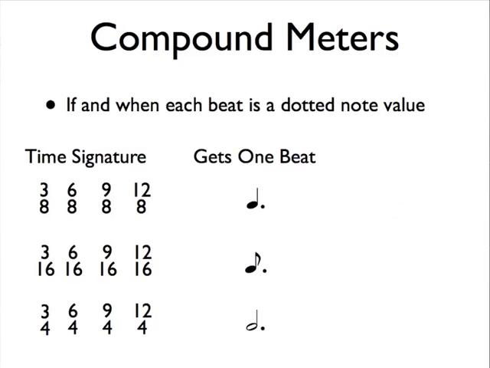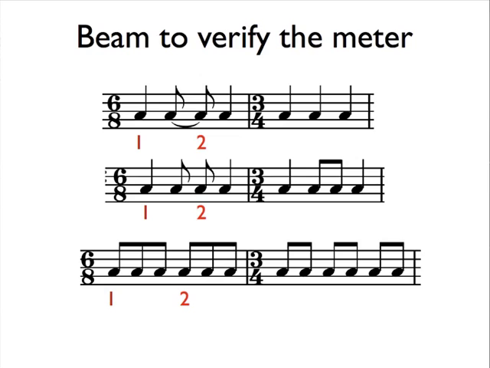Compound meters are meters that have a dotted note for the beat value. You're tapping your foot on the beats. Each one of those beats is a dotted note, and therefore it has 3 divisions that equal that note. For example, in a dotted quarter note, there are 3 eighth notes that equal a dotted quarter note. In simple meters, you just have a quarter note for the beat, and there are 2 eighth notes that equal a quarter note.